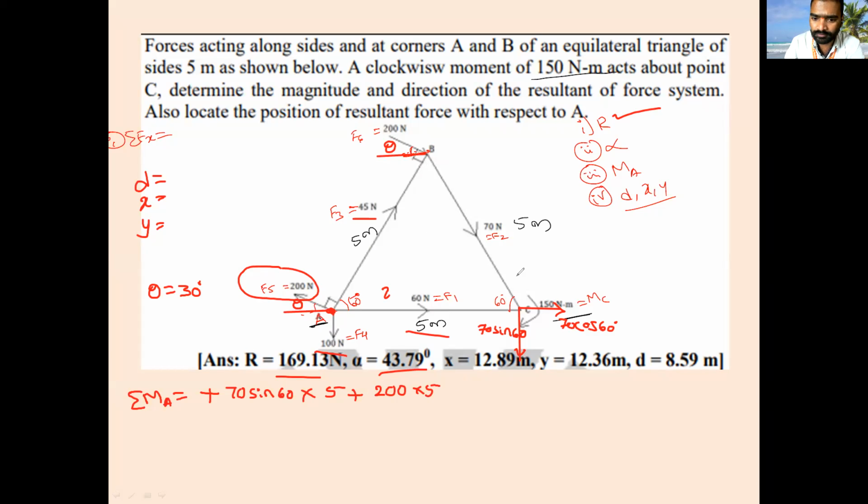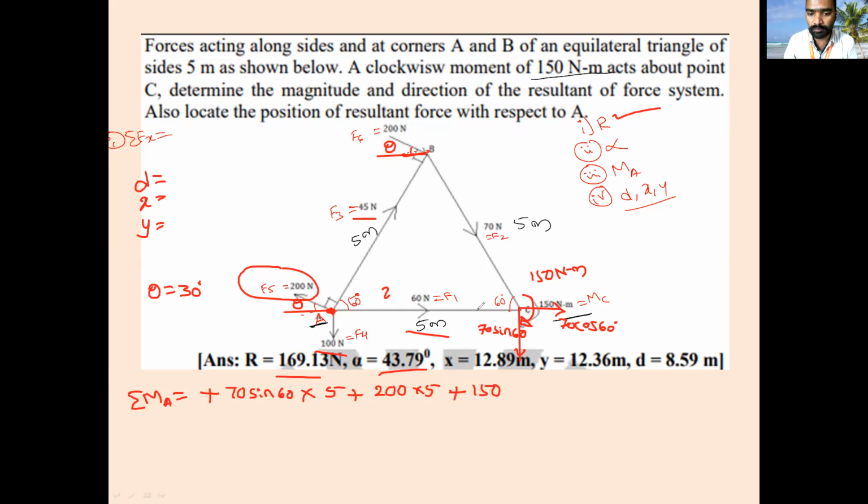Is it completed? There is one point, that is, a moment is there here. Okay, the moment value is how much? It is 150 Newton meter, given in the problem. Now you have to consider this moment. This moment is rotational. It is given clockwise, that is plus 150. 150 you have to consider.